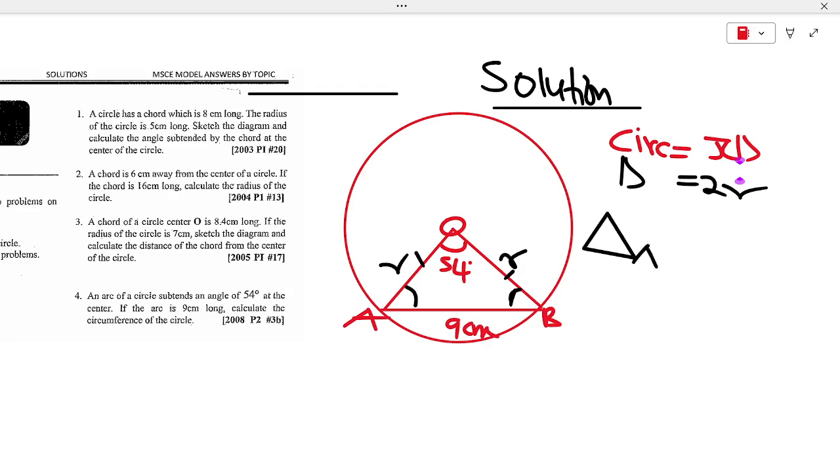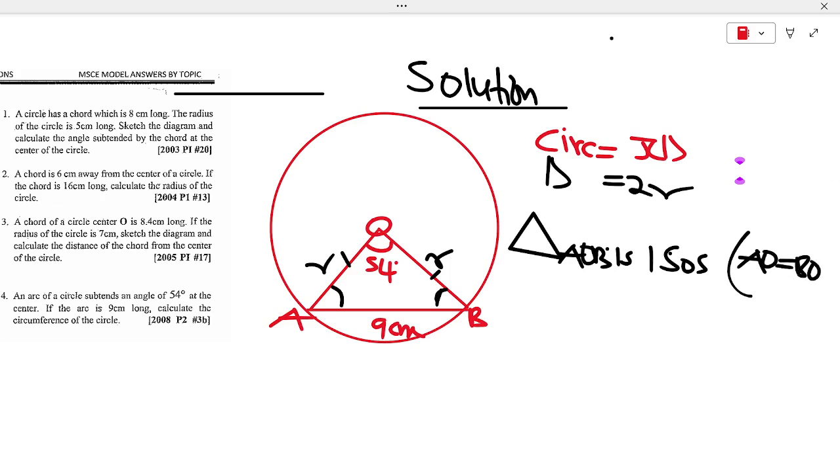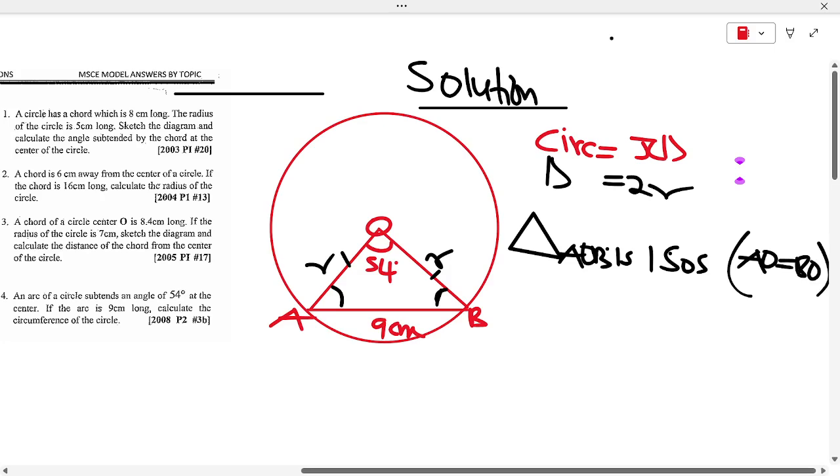Triangle AOB is an isosceles triangle, right? Why? Because AO is equal to BO, both are radii of the circle.